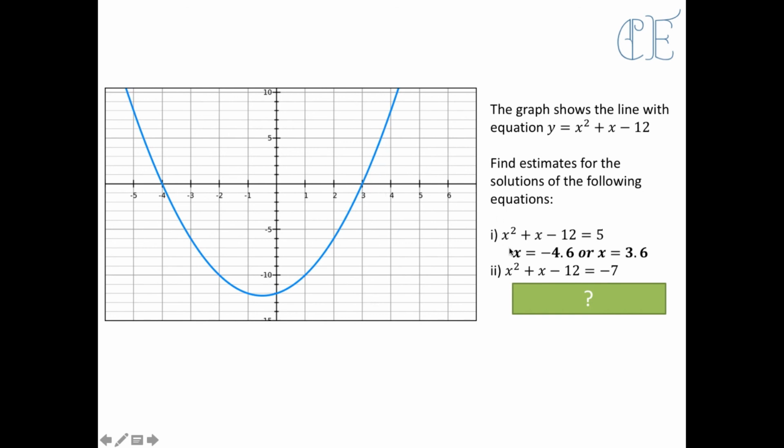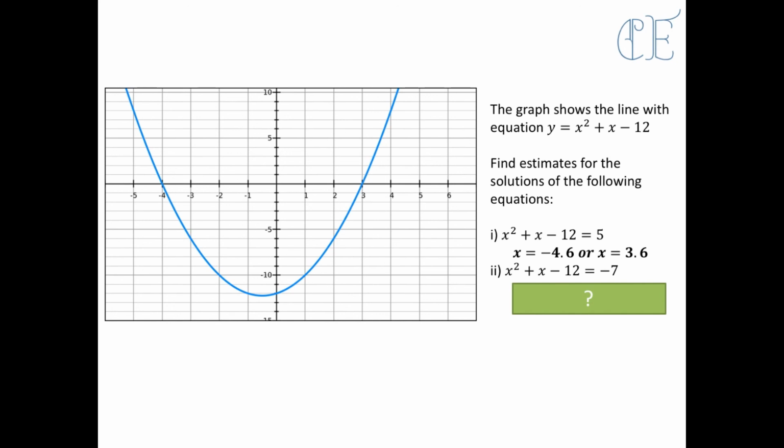So when it asks you to find solutions based on a graph, we always look at the end number if it's in this format, which it probably will be at foundation. We look for this number and we go to that on the y-axis, go along to the quadratic line and find the two numbers. Why don't you pause the video and have a go at x squared plus x minus 12 equals minus 7.